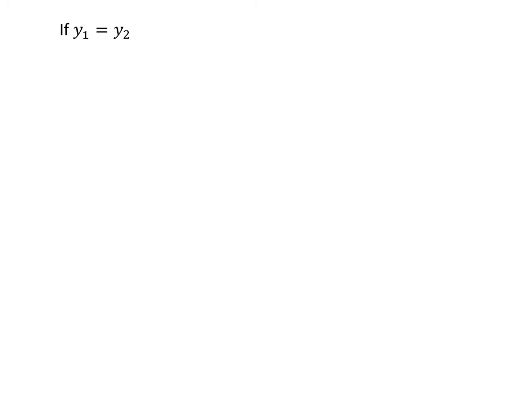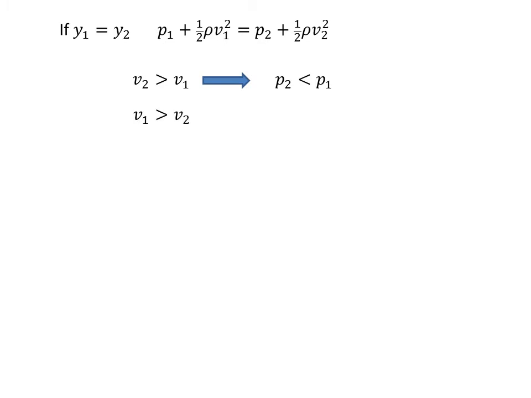If we had a simplified case where we let y1 equal y2, so it's just a horizontal pipe, so no change in height, then this reduces down to just this equation, which has to do with pressures and velocities. And we see that if V2 is greater than V1, that means that P2 must be less than P1. So if the velocity goes up, if it goes from left to right, then the pressure has to go down. Or conversely, if V1 is greater than V2, then P2 must be greater than P1. So if the velocity goes down, the pressure has to go up.